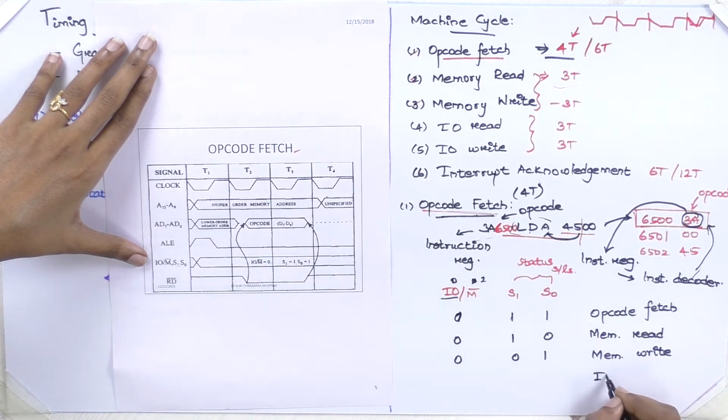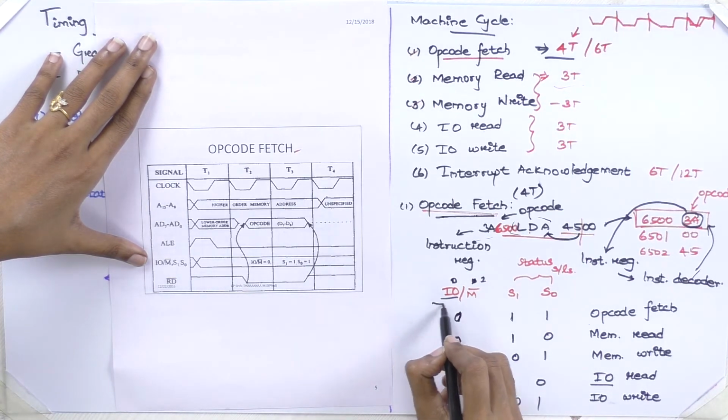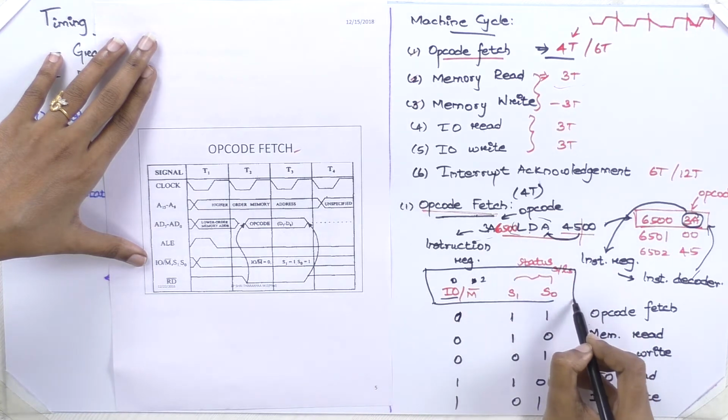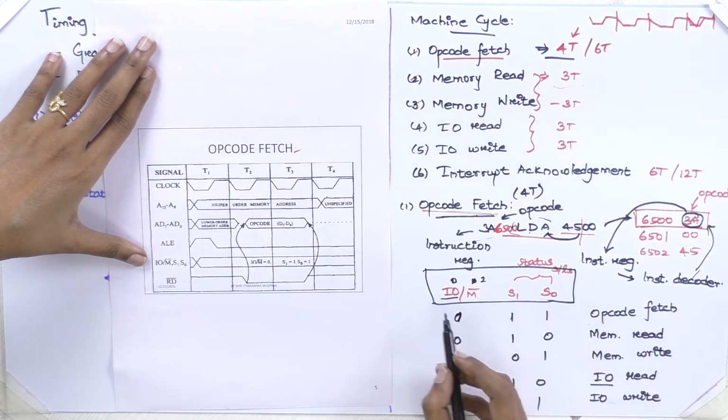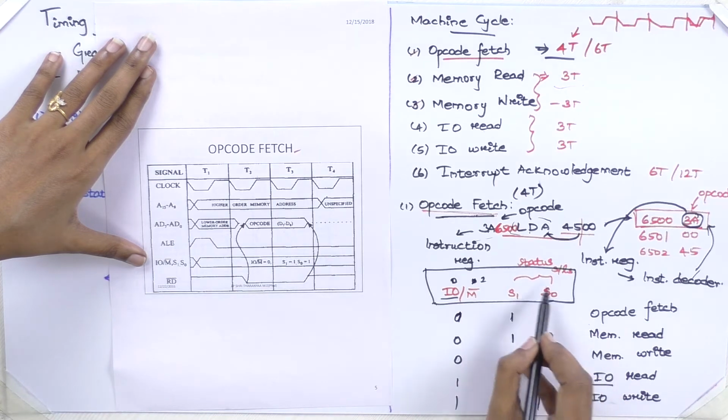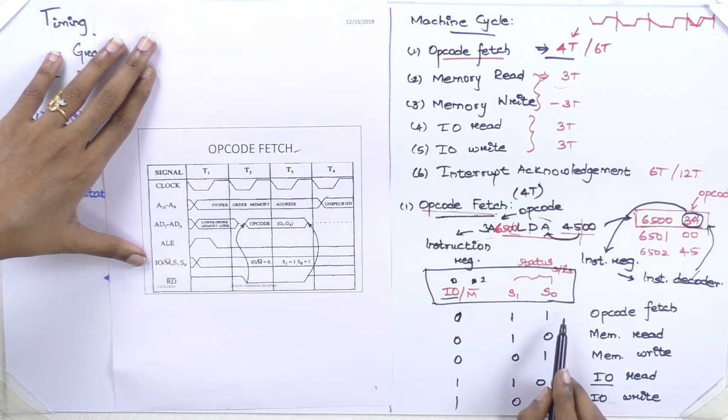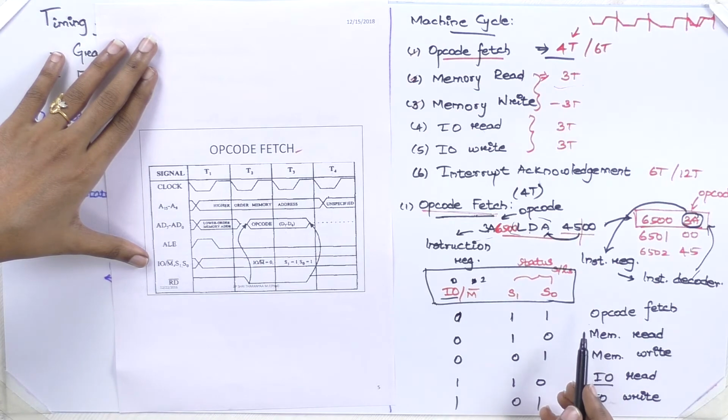If it is IO read, what would be the value? The S1 and S0 values will be the same as memory read, 1 0, but here IO/M bar varies because you are accessing IO and not memory, so the value would be 1. For IO write, the status values would be 0 1 and IO/M bar is 1. The control signals play a major role in the timing diagram. It is most important, so you should know about these things. Now we will see about the opcode fetch.